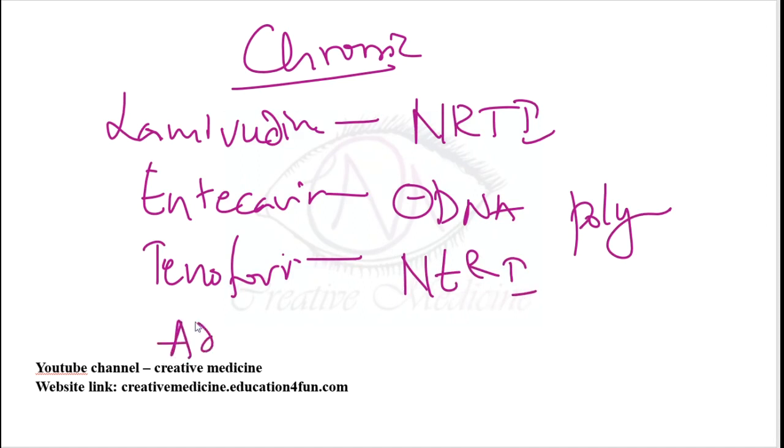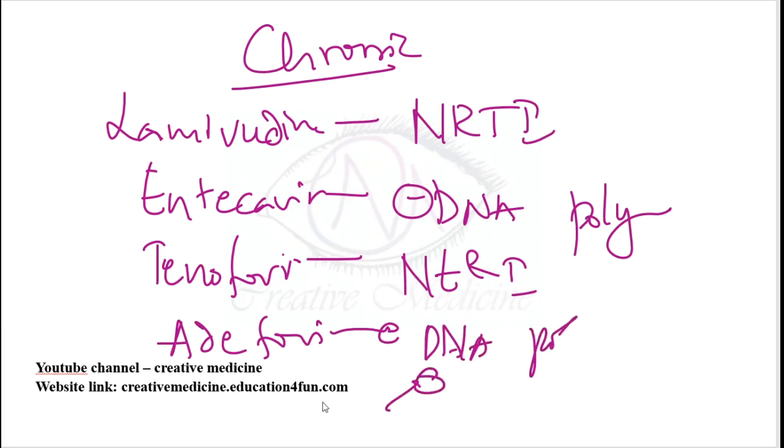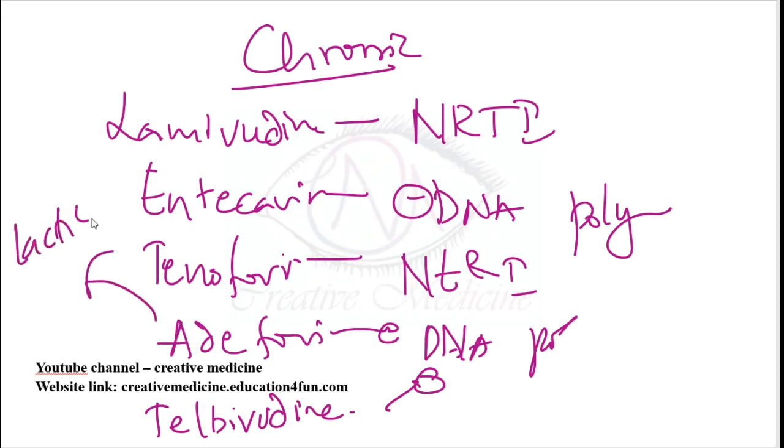Other drugs like adefovir can also be given, which inhibits DNA polymerase, and telbivudine, another DNA polymerase inhibitor, can be given. Adefovir will cause lactic acidosis, and it will also cause nephrotoxicity.